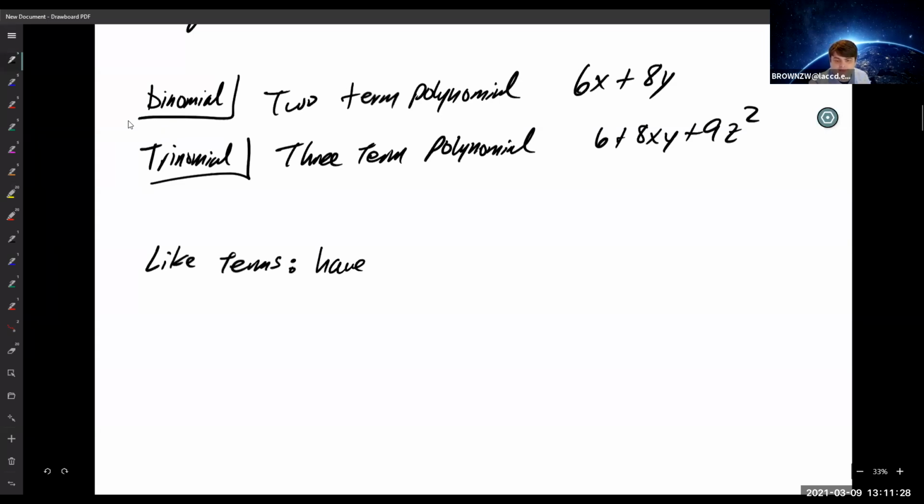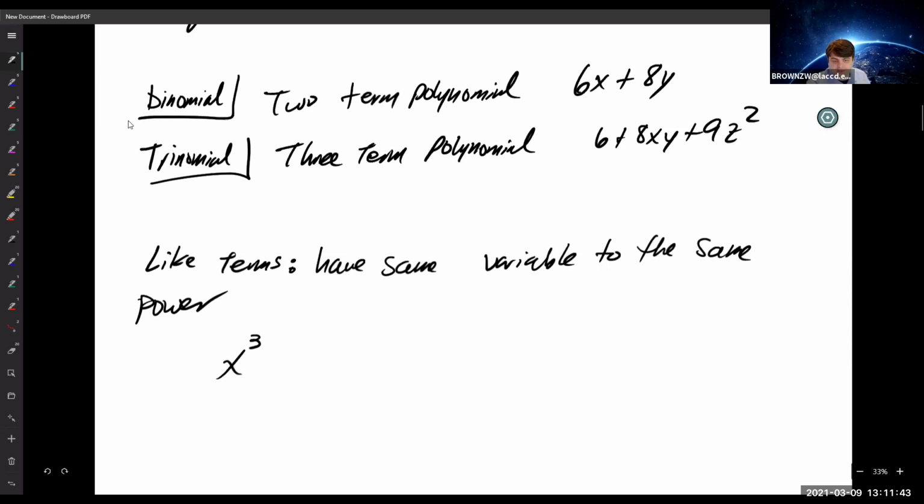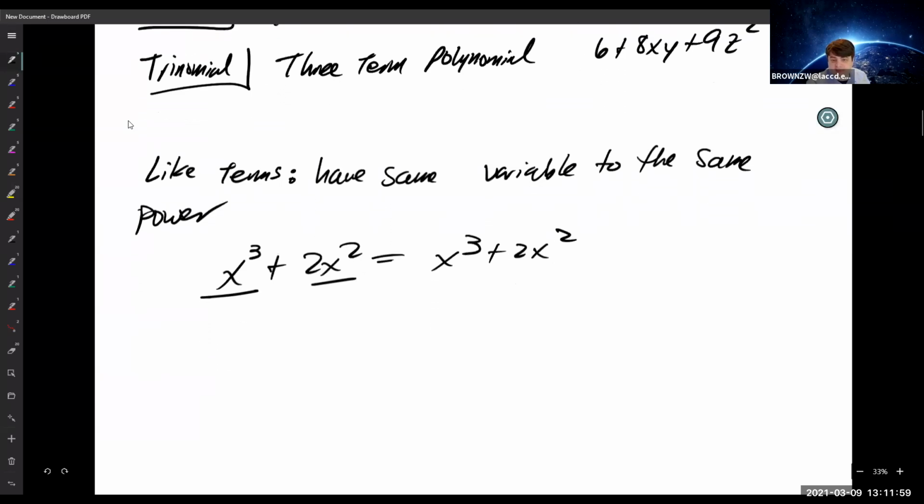like terms have the same variable to the same power. The most common mistake is, if we have something like x cubed plus 2x squared, we cannot add these two together because here we have a power of 3, and here we have x squared with a power of 2. So if you're asked to add them, that's it, that's simplified. There's nothing else to do with it.